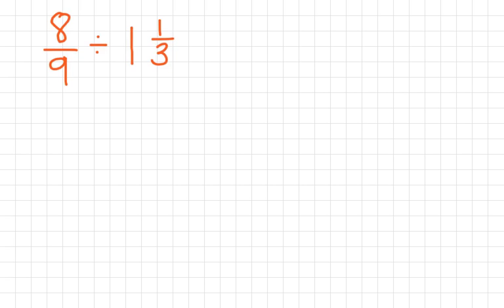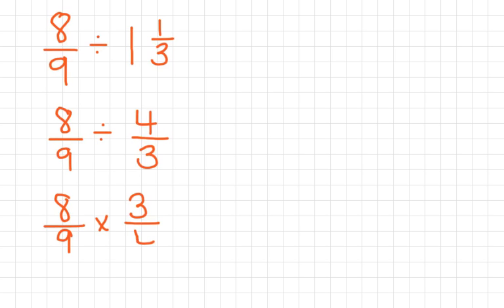All right, Otters, let's see how you did. First, the 8/9, I can just leave that as it is, so I'm just going to bring that down. And then divided by, changing this into an improper fraction. 3 times 1 is 3, plus 1 is 4, so that is 4/3. Now I'm going to multiply 8/9 times the reciprocal, which would be 3/4, and multiply across. 8 times 3 is 24, over 9 times 4 is 36.